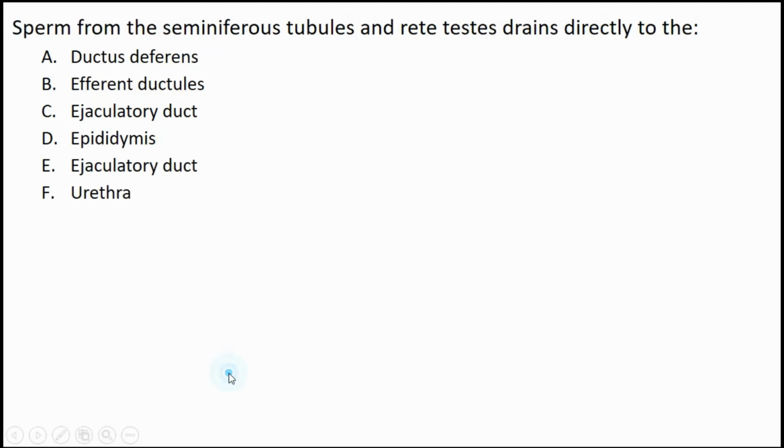Question number 6. Pause, let me know when you're ready. Alright, from the seminiferous tubules and rete testis, next thing up is the efferent ductules. So rete testis, and then the efferent ductules carry it from there to the epididymis. So B is the correct answer here. Question number 7.